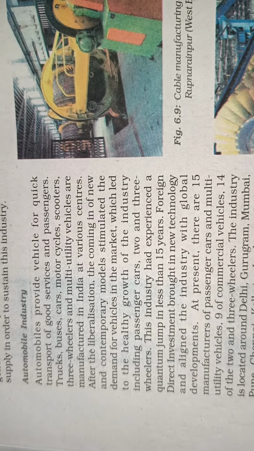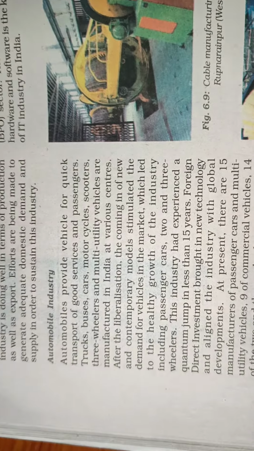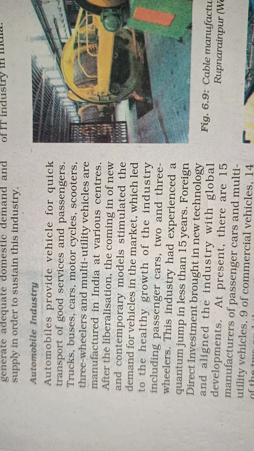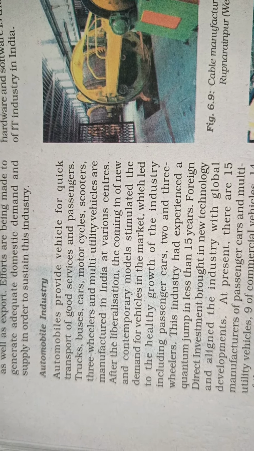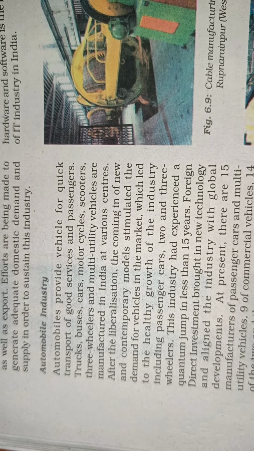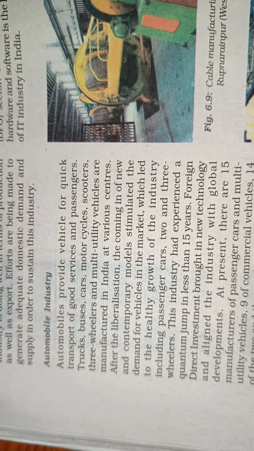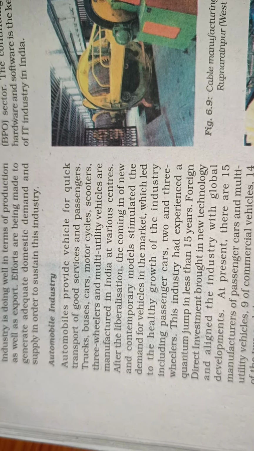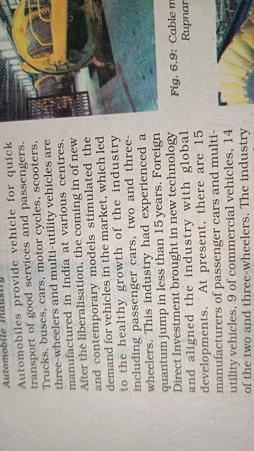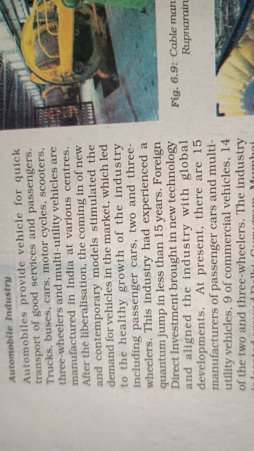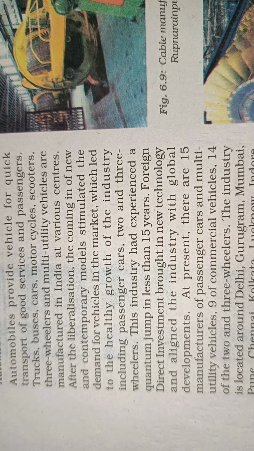Automobile industry. Now, the automobile industry is the biggest industry that is growing in the world. It provides vehicles for quick transport of goods, services and passengers. All the things that you call a vehicle come under automobiles: trucks, buses, cars, motorcycles, scooters, two-wheelers, multi-utility vehicles, etc. In this chapter, after liberalization, the coming of the new contemporary world stimulated the demand for vehicles in the market, which led to the healthy growth of the industries: passenger cars, two- and three-wheelers, etc.